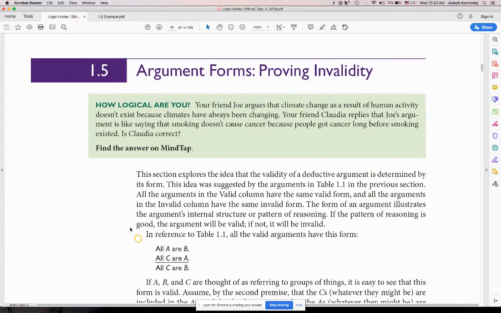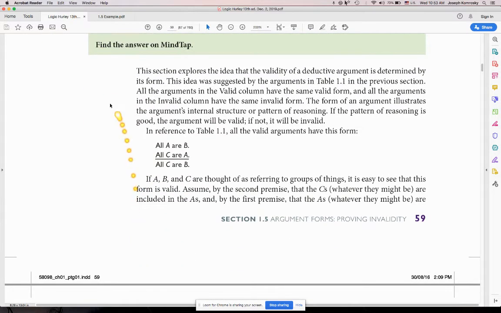So here we go. Now he's going to give you an example. All A are B, all C are A, and all C are B. Now, I've got a separate document that I want to show you, because when you look at this it seems kind of abstract. Like, really, what's going on?